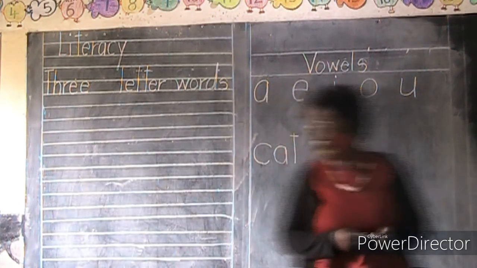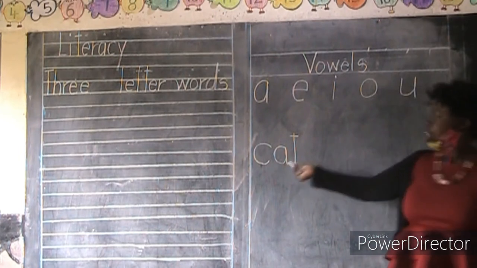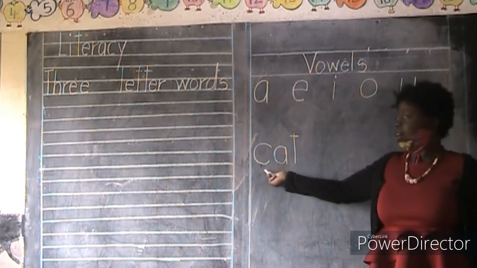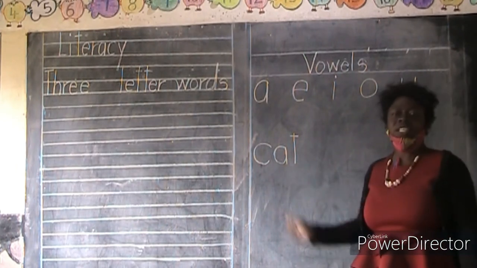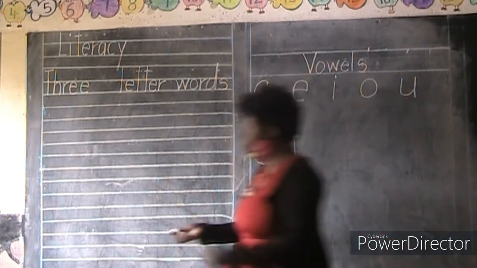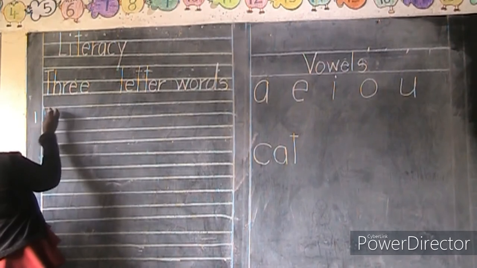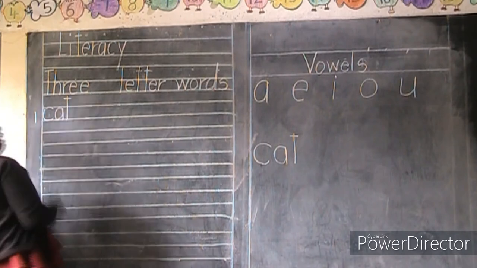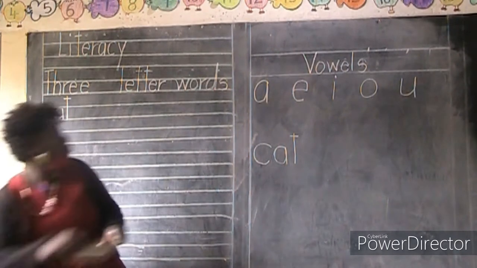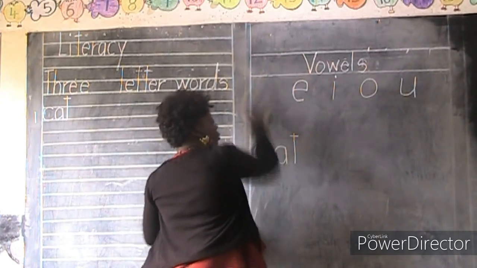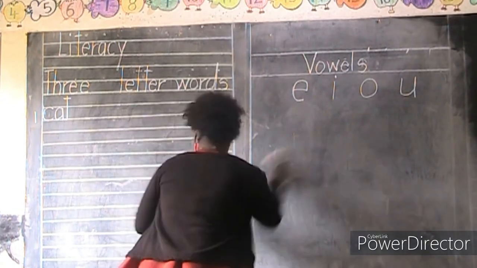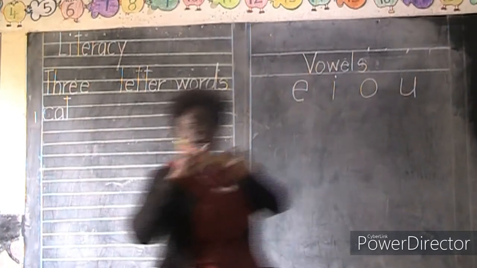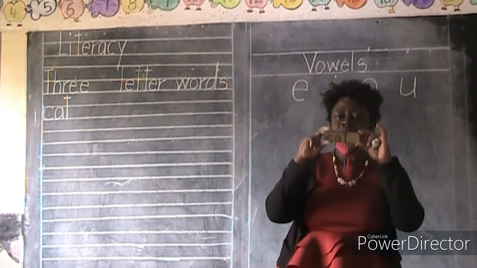Now, who can read the word on the board? K, A, T, K, A, T. This is word cut. Together, cut. So word one here will be cut. Our first word is word cut. And this is my word on the card. Cut. Cut.